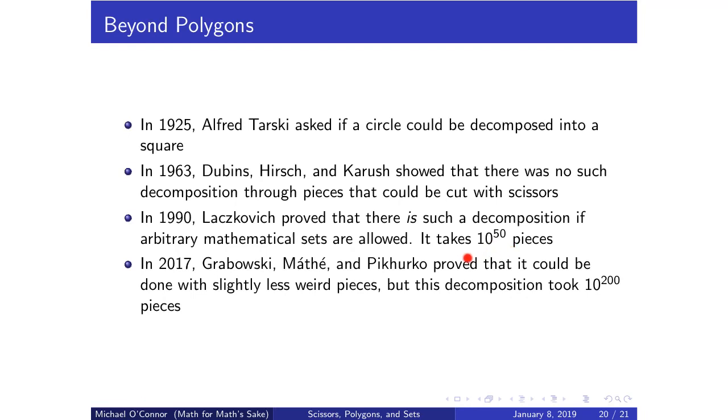And so this invokes the axiom of choice. None of the pieces actually have a well-defined area. They're all sort of ephemeral clouds. Very practical. And in 2017, it turns out that with 10 to the 200 pieces, you can do it with things which are still abstract, but they actually have an area. So you can assign each of these an area, and they're really weird, but you can rearrange them and come up with the square.